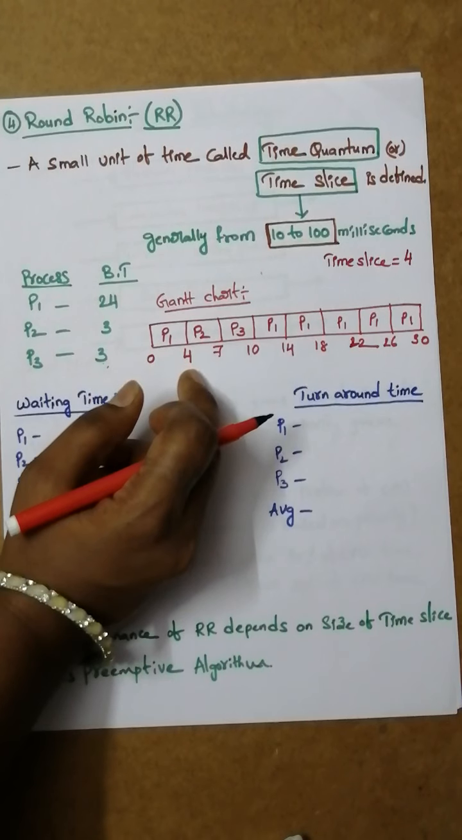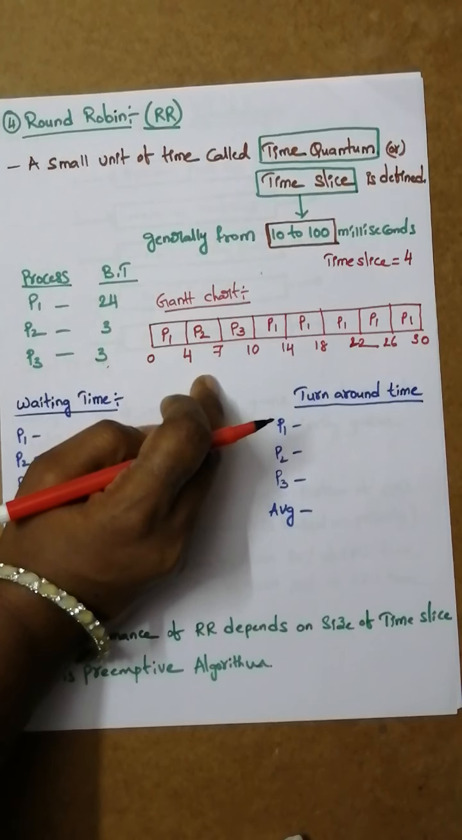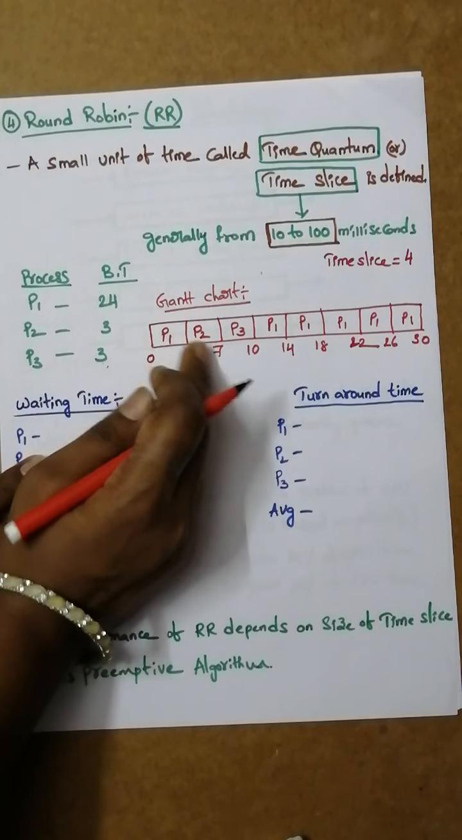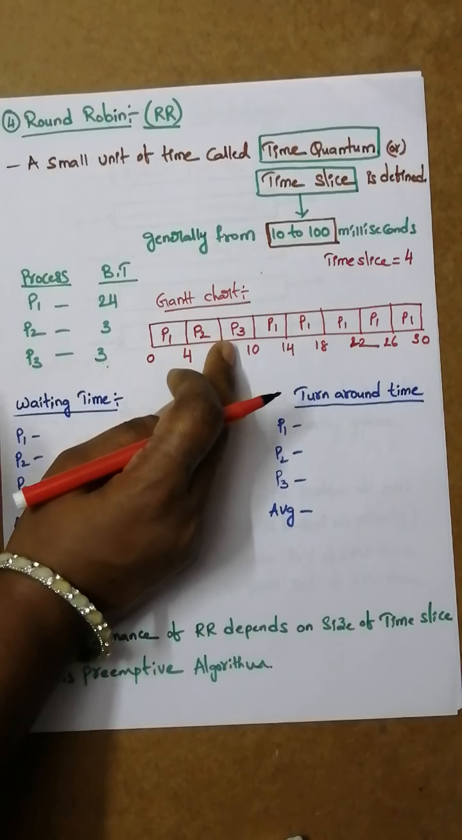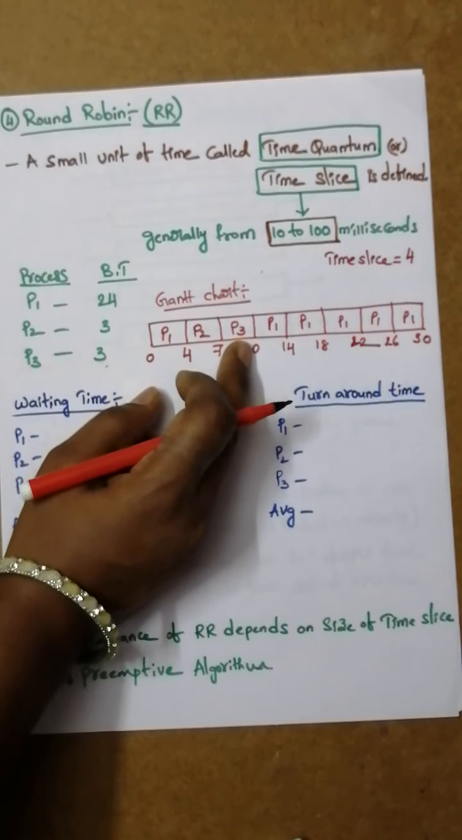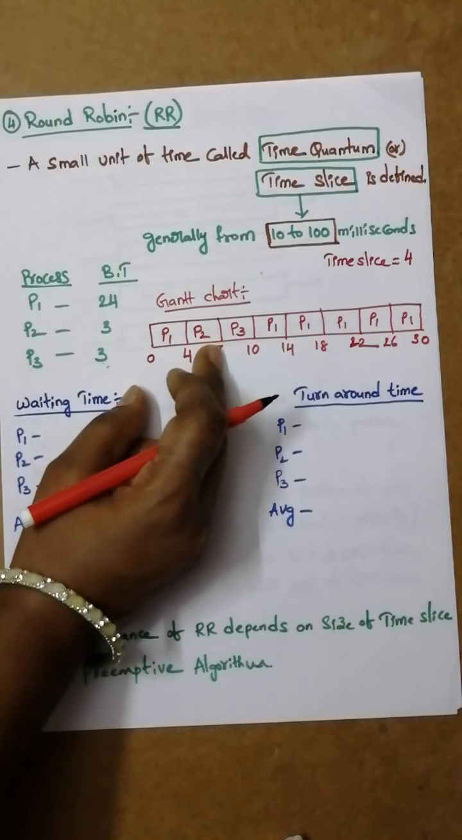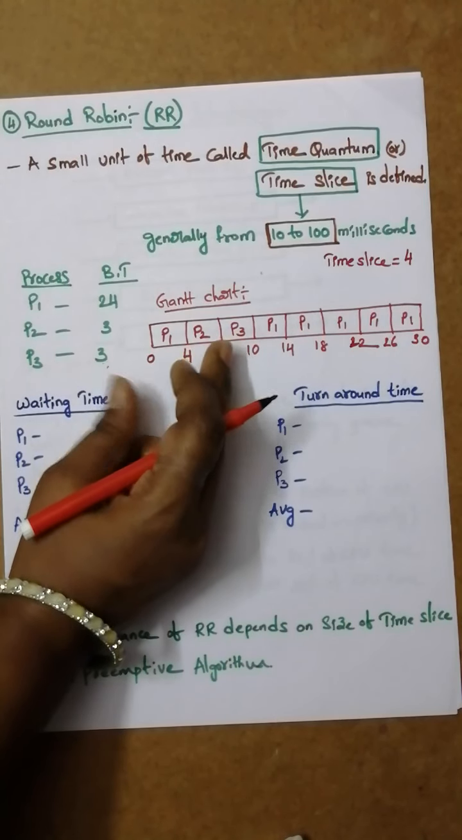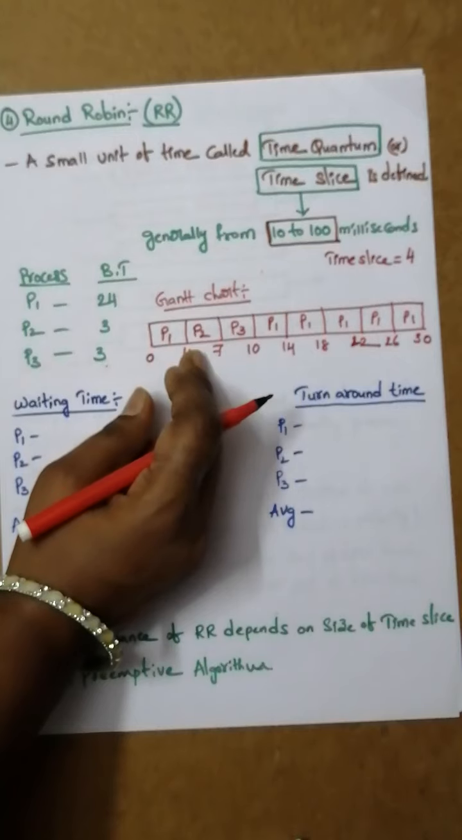So P1 is done. This is a Gantt chart which shows you the execution sequence of all the three processes. First, all three processes will execute based on the time slice. Once the round is completed, the second round will start again from P1 to P3. But P2 and P3 have already completed their execution, so they will not execute in the next round. So this is how you will use round robin.